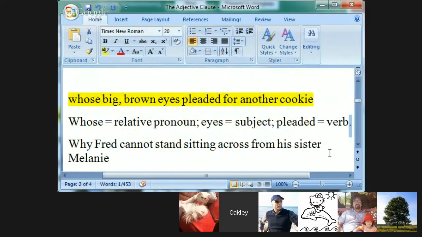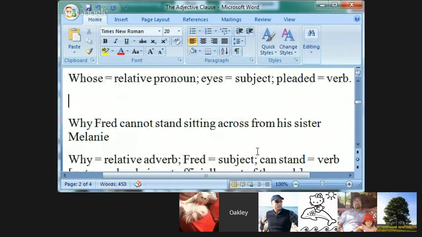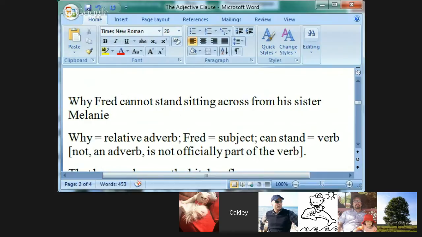Here's another example. Why Fred cannot stand sitting across from his sister Melanie. Here we have a slightly different construction.